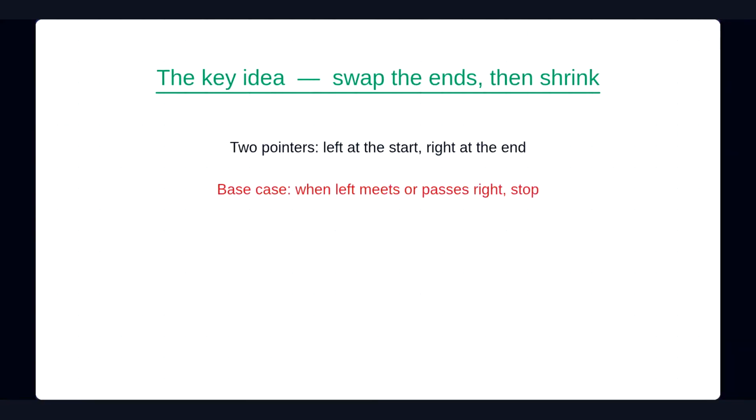The pointers keep closing in until left meets or crosses right. That is the base case where everything is already reversed and we stop. Because the gap between the pointers shrinks by 2 every call, they are guaranteed to meet, so the recursion ends.